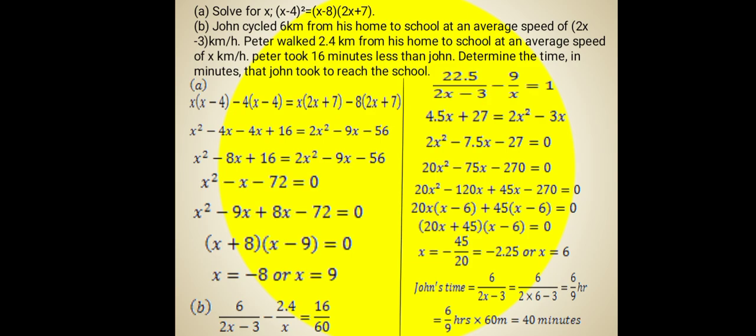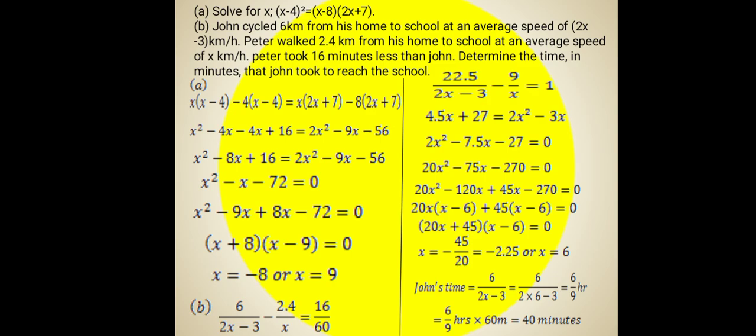Now John cycled from home to school at an average speed of 2x minus 3 km per hour. Peter walked 2.4 kilometers from home to school at an average speed of x kilometers per hour. Peter took 16 minutes less than John. Determine the time in minutes that John took to reach the school.